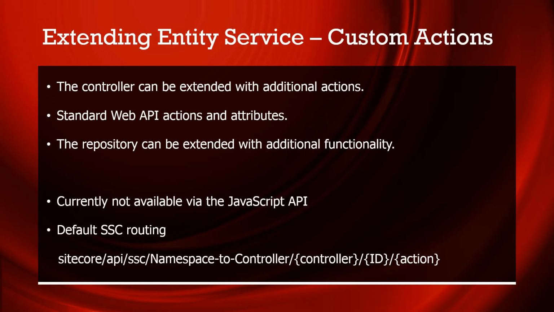So again, we use Sitecore/API/SSC, namespace to our controller name, and the ID and the action swap order. So this is just how we define a custom action. They've just switched. I'm pretty sure you can update this if you needed to within the config files, but this is the standard. So let's write a custom action to show how that works.